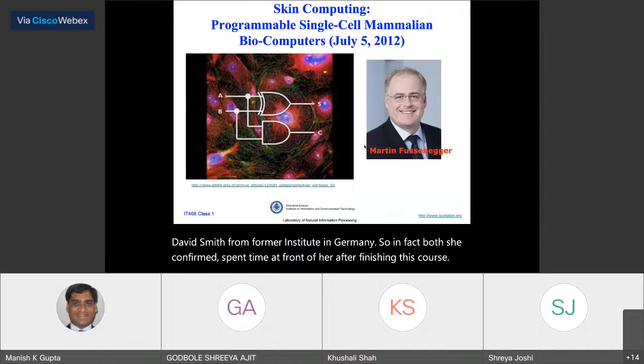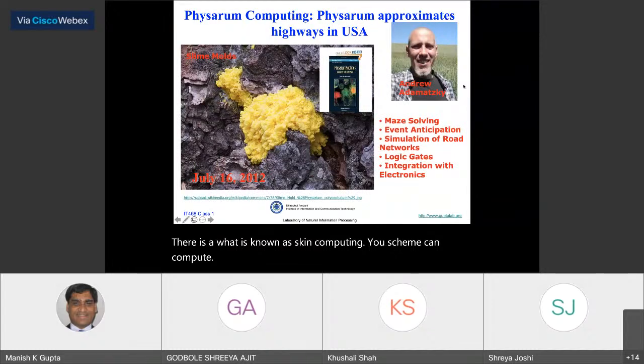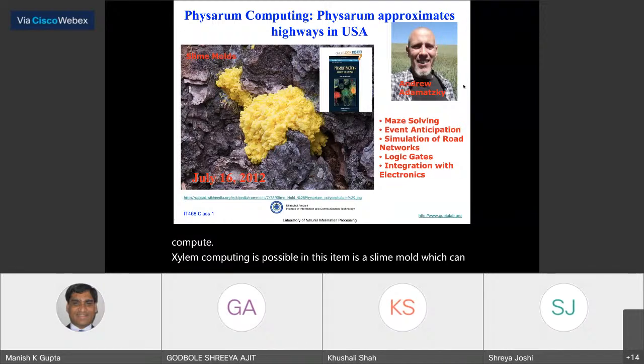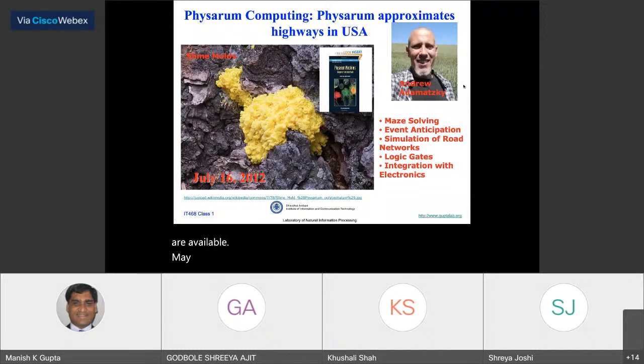There is what is known as skin computing. Skin can compute. Slime mold computing is also possible. Slime mold is an organism which can solve problems. Andrew has done a lot of work in this area, and a lot of books are available, covering maze solving, spatial simulation of road networks, logic gates, and integration with electronics.